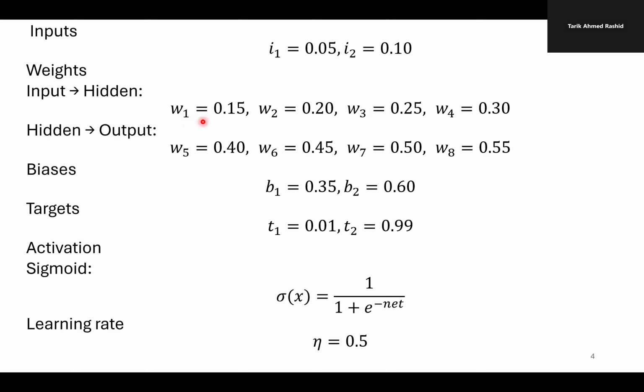For the input to hidden connections, weight 1 and so on, these values are given. Hidden to output, these values are given. And the biases are B1, 0.35, and B2, 0.6. It's supervised learning, therefore we need targets. Target 1 for neuron 1 is 0.01, and for neuron 2, 0.99. Sigmoid functions are used at both layers, squashing the net so that we can get a better output from each neuron, and the learning rate we assume as 0.5.